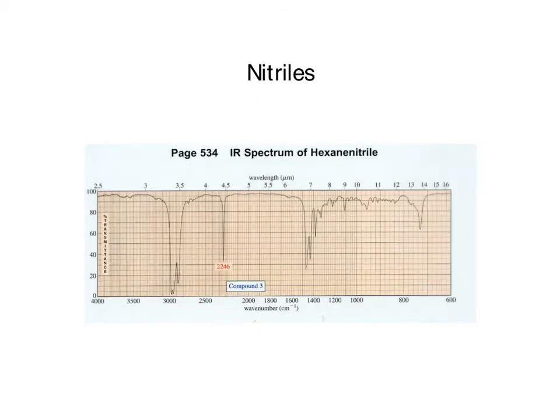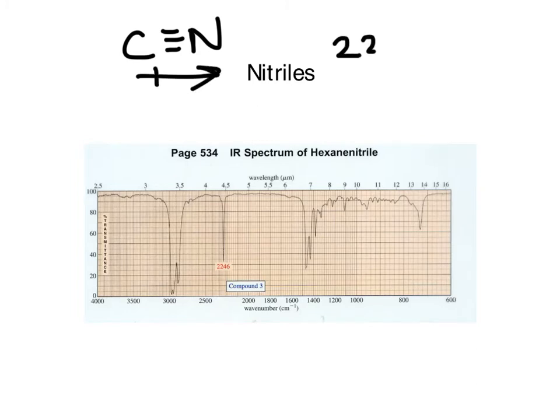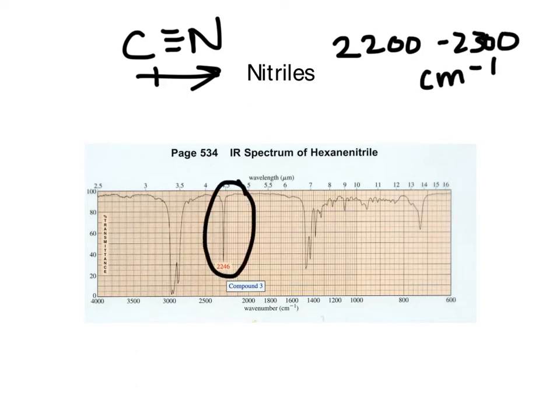Moving on to nitriles, we talk about the CN triple bond. Now this has a much greater polarity, and these almost always show up around 2,200 to 2,300. Same region as the alkynes, and a very clear peak indicating the nitrile.